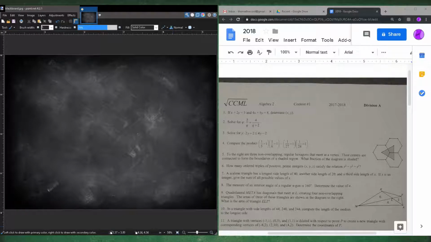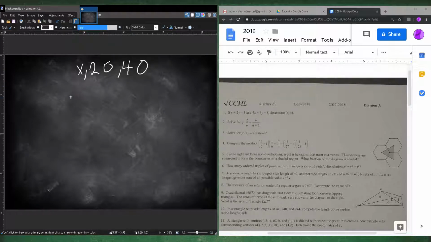Okay, question 7. A scalene triangle has the longest side length of 40, another side length of 20, and a third side length of x. If x is an integer, give the sum of all possible values of x. Okay, since the largest side length is 40, that means the two smallest are 20 and x. So we have x, 20, and 40. Usually that's how I write it: the smallest on the left and the largest on the right, which is 40.